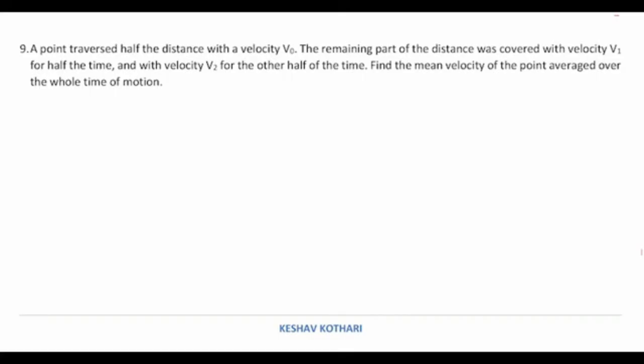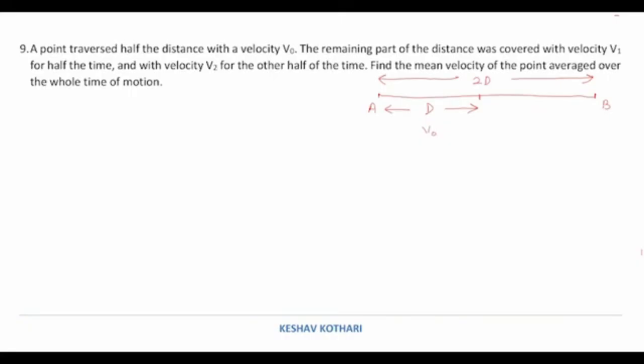So if I consider this question like this, that we are considering it in a path AB. The particle is going from A to B. And I am taking that the distance AB is equal to 2D. So a point traversed half the distance with velocity v0. So till half the distance, till the distance d, I am taking that the velocity is v0.